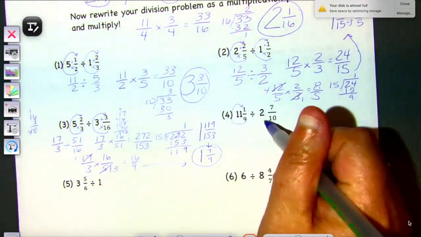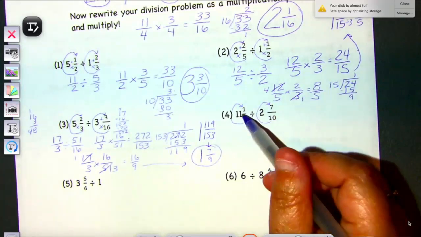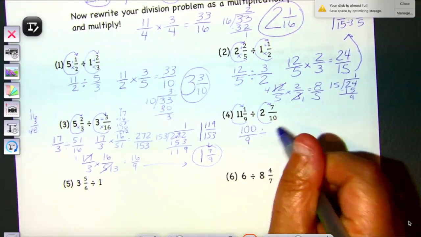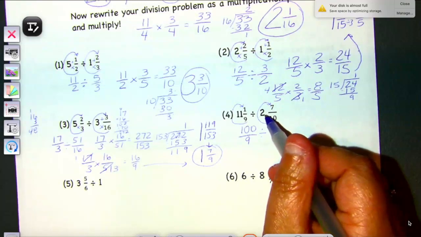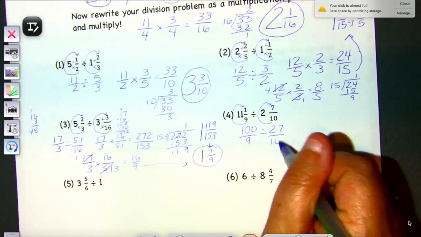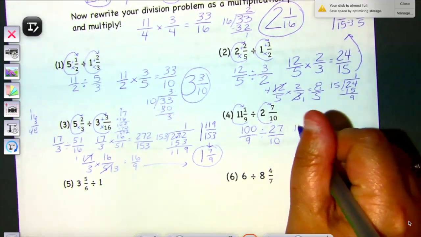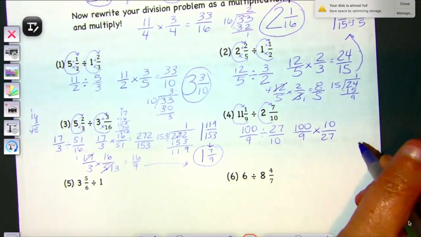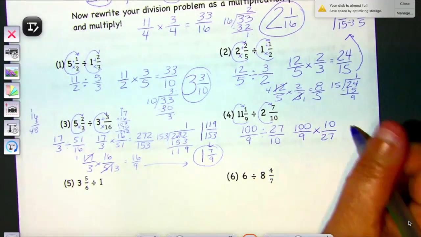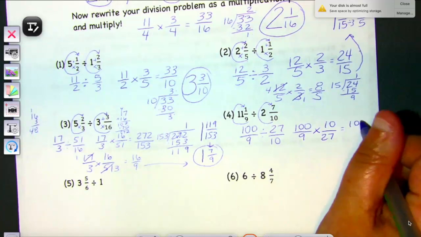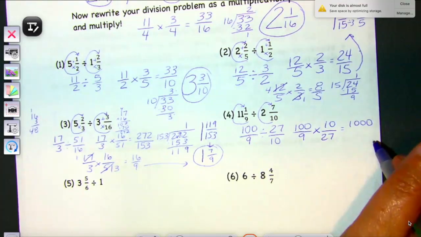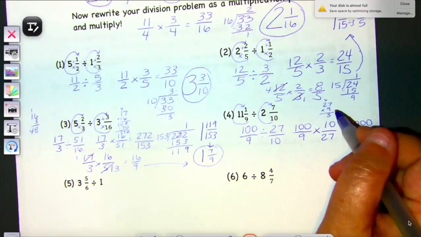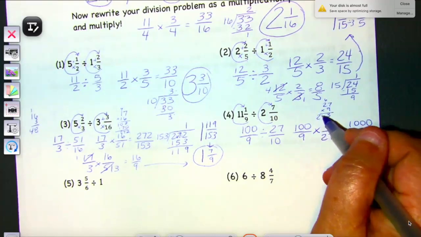11 1/9. We need to change that to an improper fraction. So 9 times 11 is 99, plus 1 is 100, so 100 over 9. And we're going to divide that by, we got to do the same thing over here. So 10 times 2 is 20, plus 7 is 27 over 10. Now we've got to keep, change, flip. So keep, change our sign, and flip. And now if we multiply, 10 times 100 is 1,000. 9 times 27, I can write out here. Is 243.